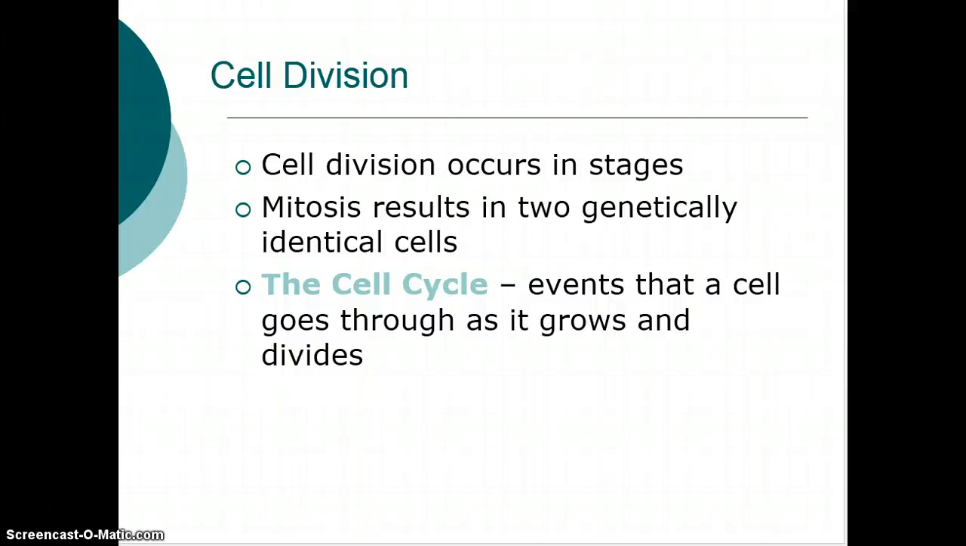The cell cycle is the series of events that a cell goes through as it multiplies and divides. And one part of the cell cycle is what we refer to as mitosis, which is the production of two genetically identical cells.